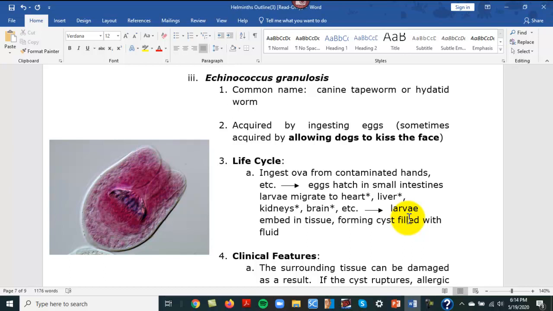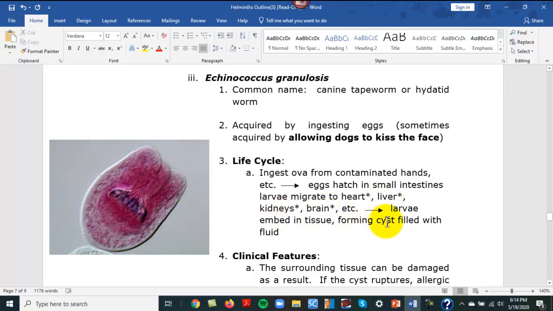Okay, if you're wondering what that means, well, this is a dog tapeworm. Dogs will lick their hindquarters, and then if that dog goes and licks somebody's hands or face, if they have this tapeworm, and you know how tapeworms work now, they're passing the feces, and maybe there's some on the hindquarters of a dog, then that can work its way into a person's mouth. The eggs hatch in the small intestines, and they migrate to the heart, liver, kidneys, brain, major organs.